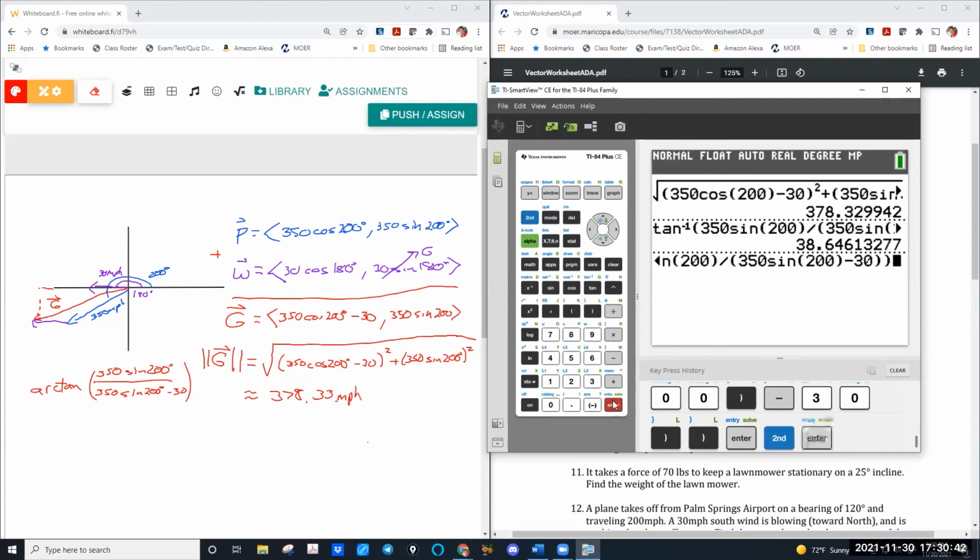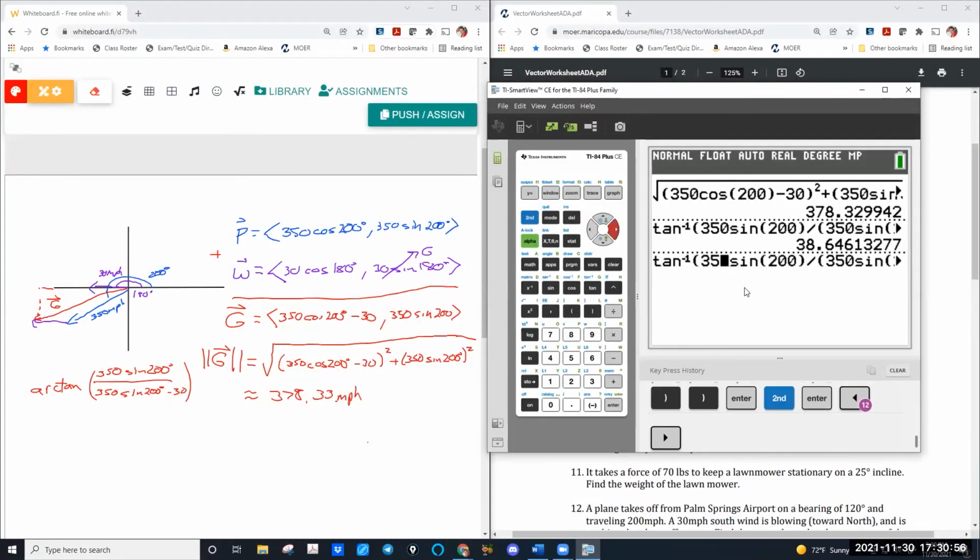Now here's the thing. Notice I got 38.64 degrees. That would put me actually past the blue line. So we noticed right away that there's something wrong with this one, and it is because I put in sine for both of them instead of putting cosine in this one. Now we should get an answer that makes sense.